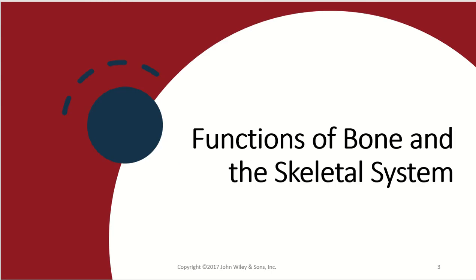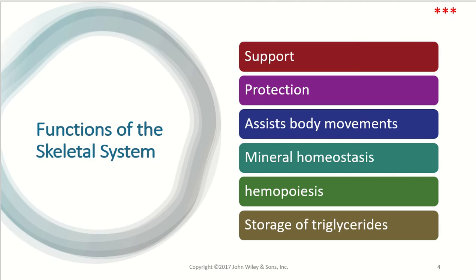So functionally, bones are going to have a couple of different main functions in the skeletal system. The functions of the skeletal system are going to be to provide support as well as protection to the internal organs. They're also going to assist in bodily movements. They're also going to be very important in mineral homeostasis, which we'll talk about as we go through this lecture. Hematopoiesis is also going to be a main function of bones, which again we'll talk about as we go through this lecture. And then storage of triglycerides. So all of these are going to be very important functions of the skeletal system.